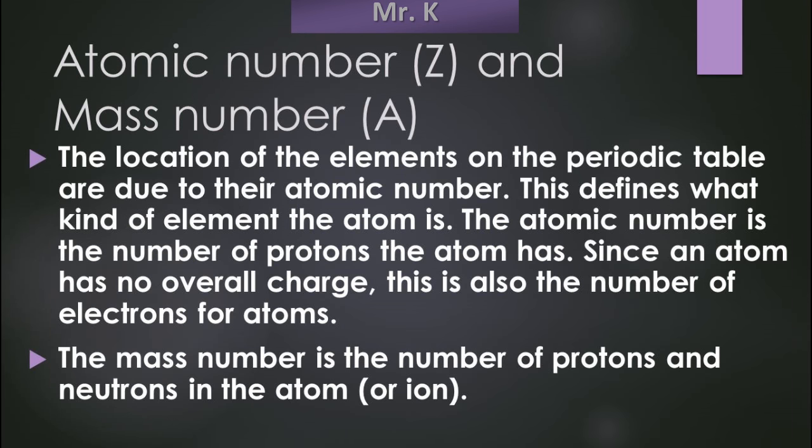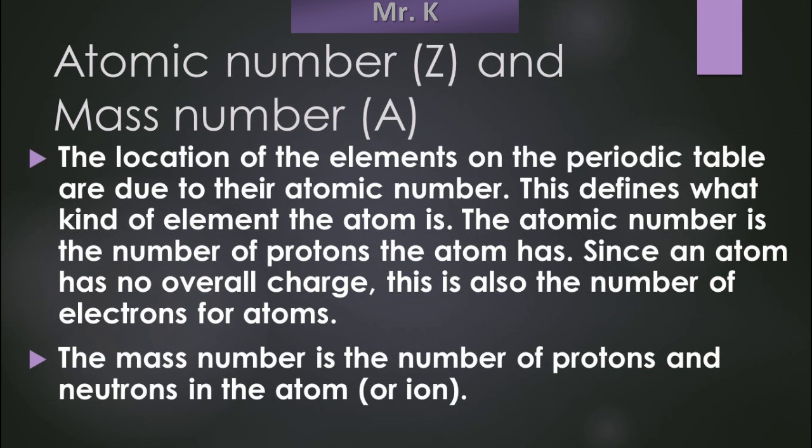There are two numbers associated with any atom: the atomic number of that atom and the mass number of that atom. The location of elements in the periodic table is due to one of those numbers, the atomic number. The atomic number is given the letter Z. This defines what kind of atom it is, and it's the number of protons in the atom.